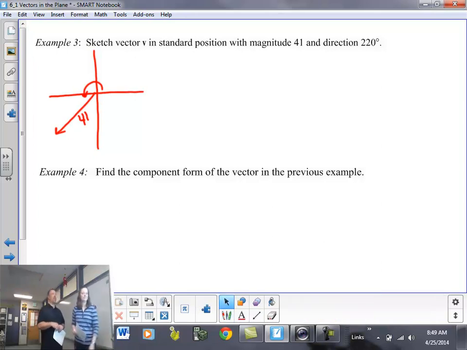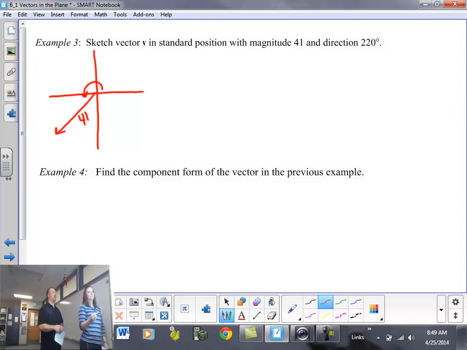All right, let's write it in component form then. Oh, okay. Maybe we should label the 220 in the previous problem so they know what the angle was.